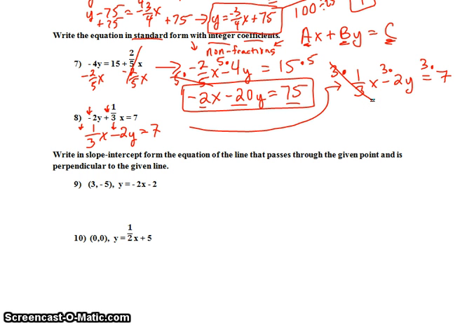These cancel. I have 1x left, or just x. I have 3 times negative 2, which is negative 6. And 3 times 7, which is 21. Integer, integer, negative 6, and 21. X and y on the same side, so it's in standard form.